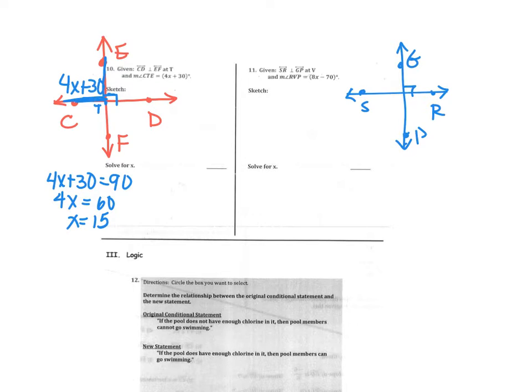Perpendicular means 90. The point in the middle is V. R to V to P is 8x minus 70, so 8x minus 70 is equal to 90. 8x is equal to 160, and x is equal to 20.